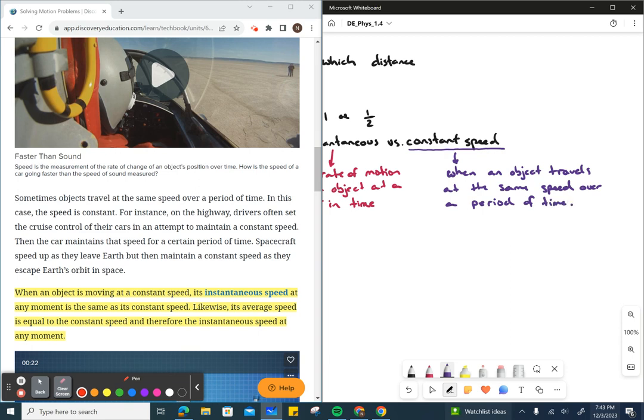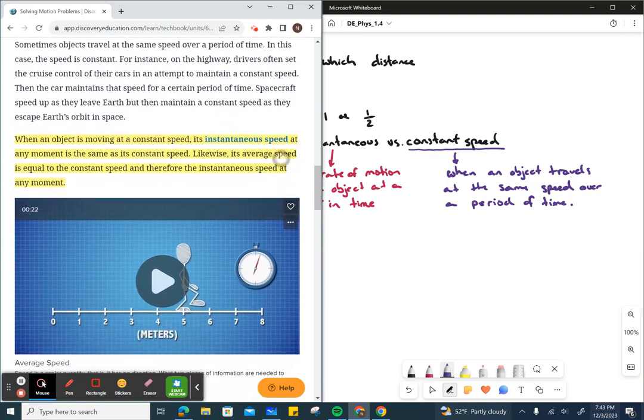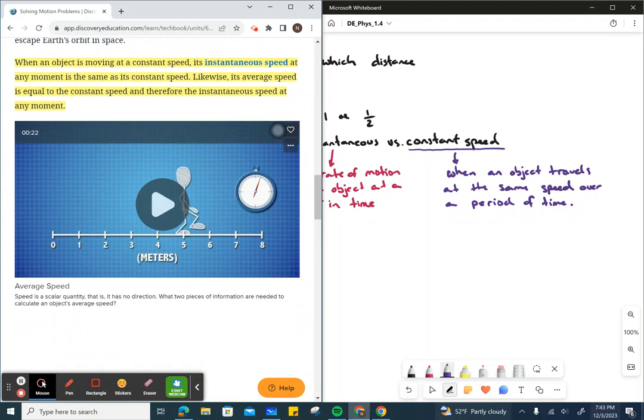Okay, so if we jump down to the examples, they'll give you some examples here. Make sure you are reading the text. You can see I've got this highlighted here. When an object is moving at a constant speed, its instantaneous speed at any moment is the same as its constant speed. Likewise, its average speed is equal to the constant speed, and therefore the instantaneous speed at any moment. Okay, that's an interesting relationship.